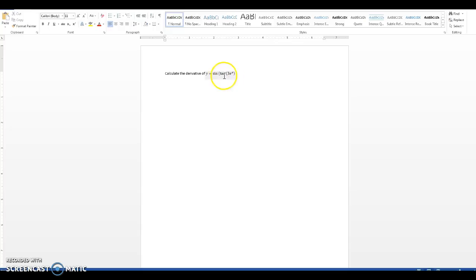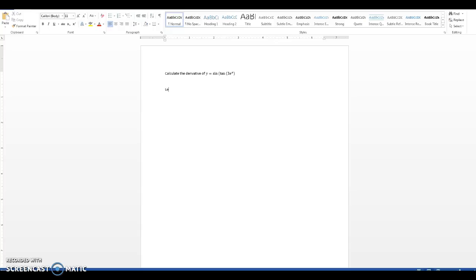When I take the derivative of the sine function, I take the derivative of it and keep the tangent 3e to the x. When I take the derivative of tangent, I take the derivative of it and keep 3e to the x. The derivatives of the inner functions get tacked on to the end. Remember the rule, dy/dx is dy/du times du/dx.